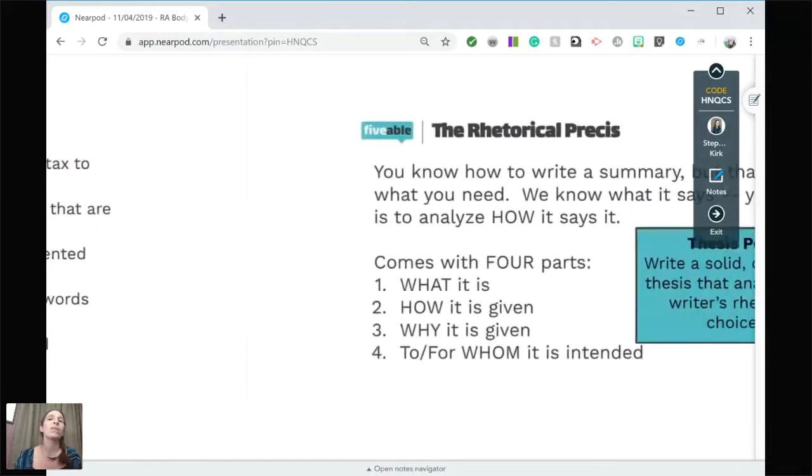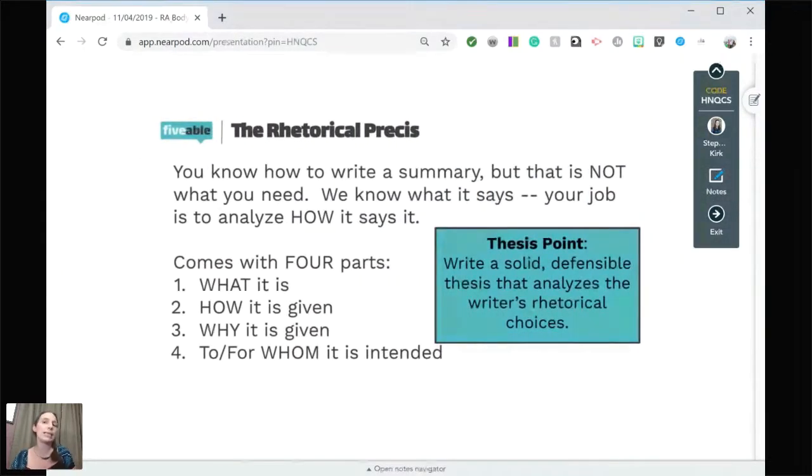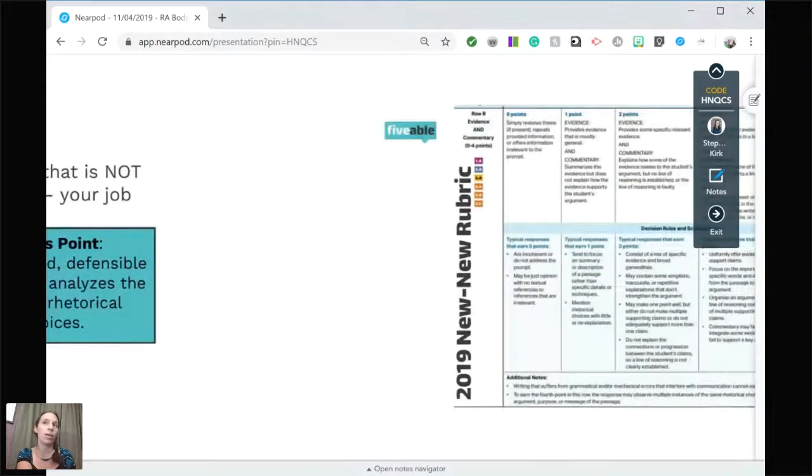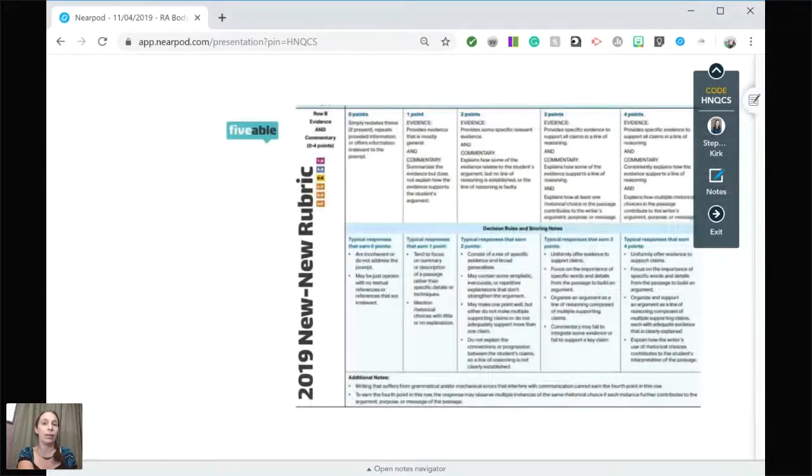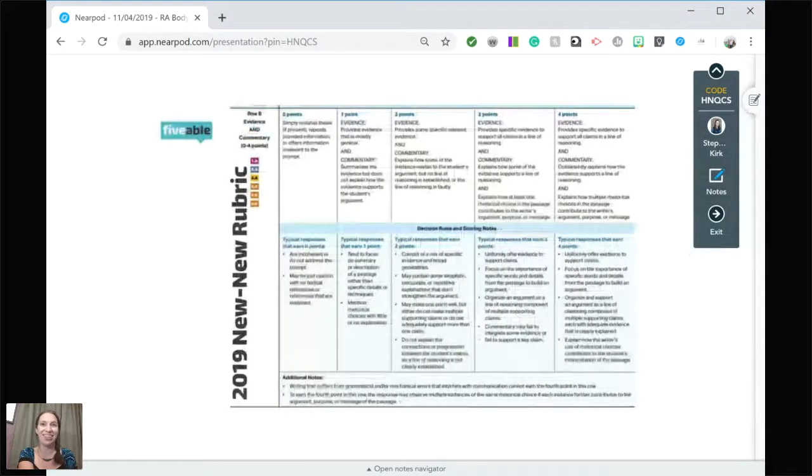Okay, so we talked about the rhetorical précis as an introduction, and just to kind of make sure that you understand, it's pretty a big deal, it's pretty important. When you're building your introduction, you have to have your thesis statement, and it needs to have a solid defensible thesis, and it needs to analyze the writer's rhetorical choices, okay? So if you need a little more instruction on that, go to the replays and look at RA introductions because it's addressed there. But here is where we really get started, okay?